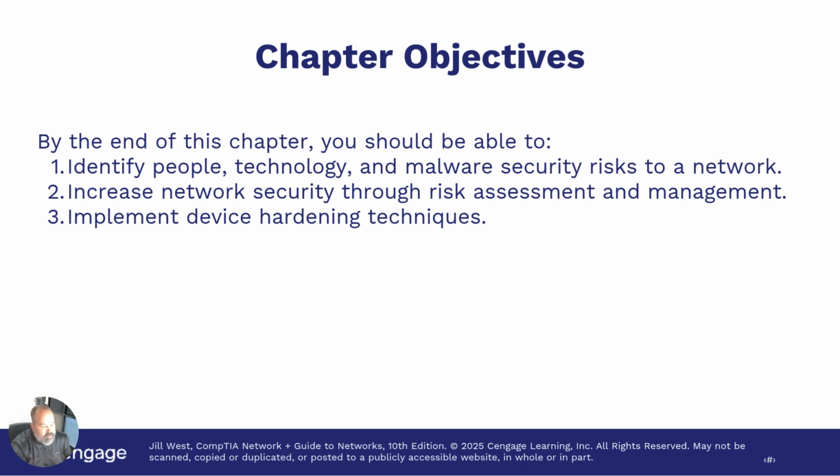So, some objectives of the chapter. By the end of the chapter, you'll be able to do three important things. First, you'll identify the triple threat to your network, which are people, technology, and malware, which is like the unholy trinity of network security problems. Second, you'll learn how to increase network security through risk assessment, which is basically figuring out what could go wrong before it actually does. And third, you'll implement device hardening techniques, which is really just a fancy way of saying make your devices tougher to crack than a coconut with a plastic spoon.